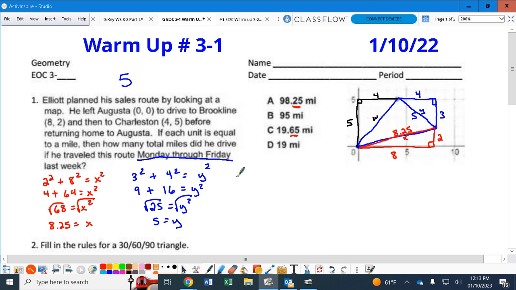Okay, so it would be 4 squared plus 5 squared equals W squared. 4 squared is 16 plus 5 squared is 25 equals W squared. 16 plus 25 is 41. And then take the square root. Now you've got to go out 2 decimal places when you round it. 6.40. Okay. That's going to be 6.40.